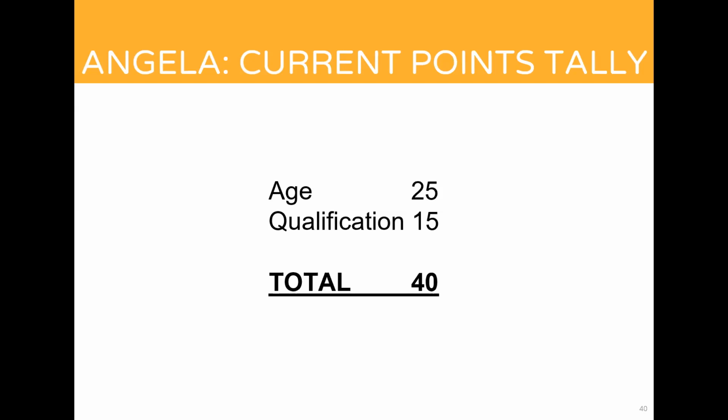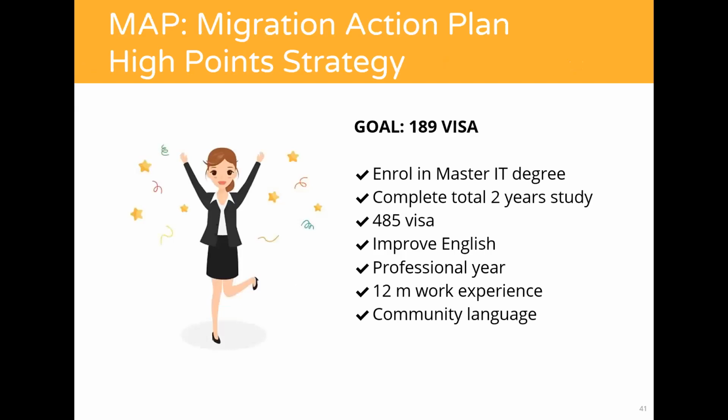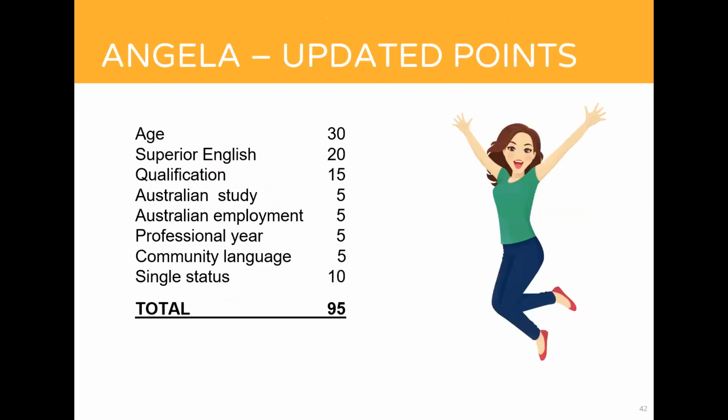But we've got two strategies we can look at for her. The first is the high points strategy, where she'll enrol in a 2-year Master of IT degree because she was quite enjoying IT. She'll then be eligible for the 485 visa, during which time she will have time to improve her English score. She will do a professional year, she'll do the community language test, and she may be lucky enough to get 12 months work experience. So at the end of just over a year, Angela's points will look like this.